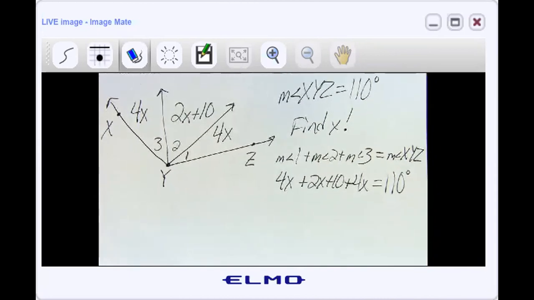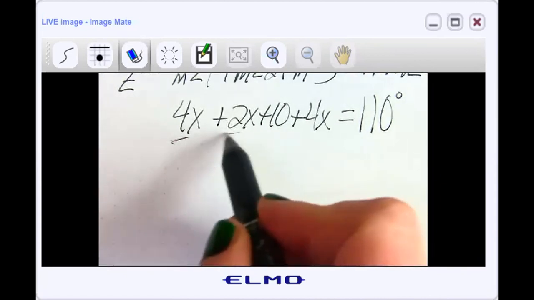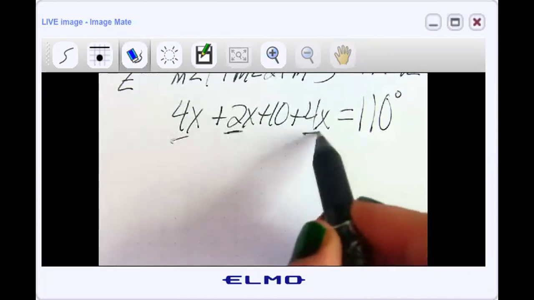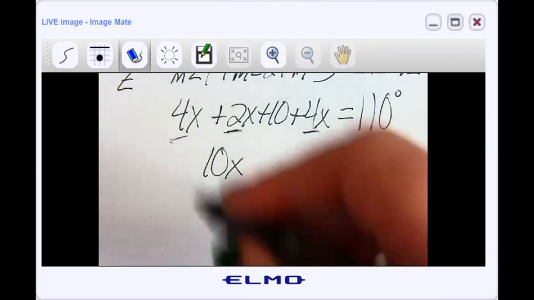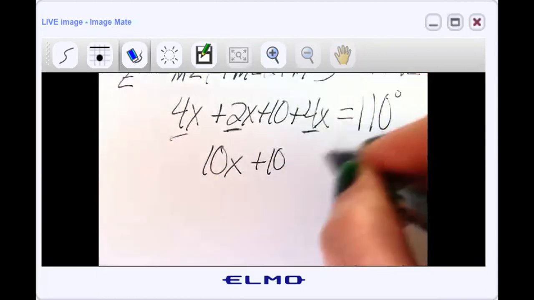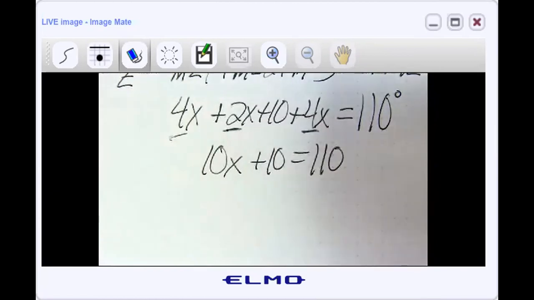So now let's forget about the diagram. Let's forget about everything. Let's just look at the equation and solve it using the algebra skills that you all have. 4x and 2x is 6x plus another 4x. So if you combine all those like terms, you get 10x. You still have a plus 10 equals 110 on the side. And now it's a simpler equation.